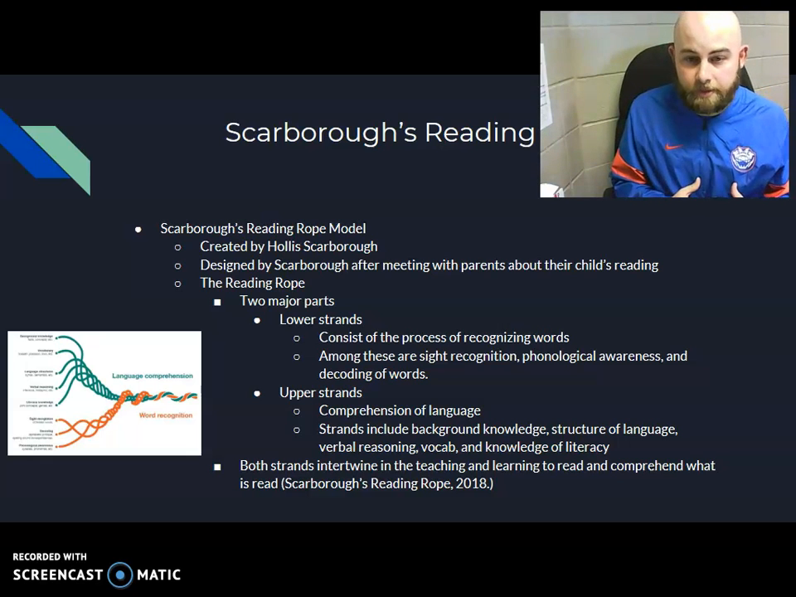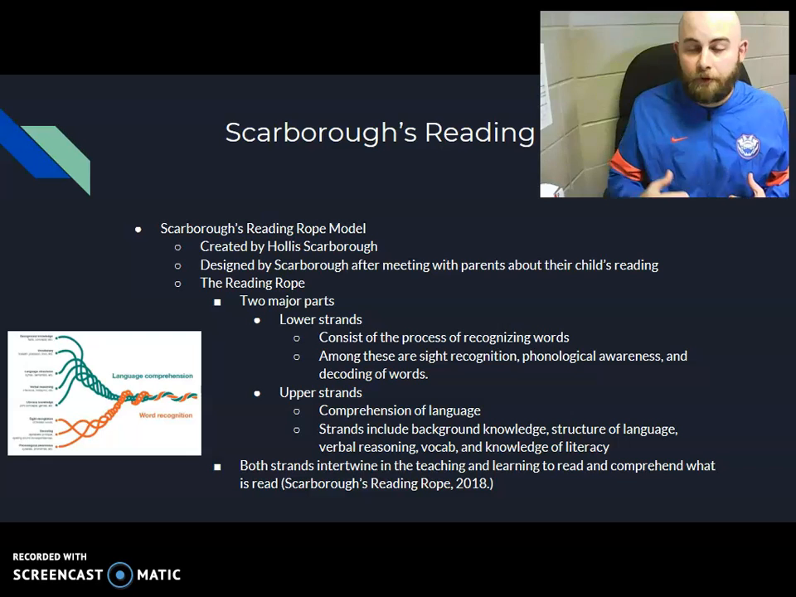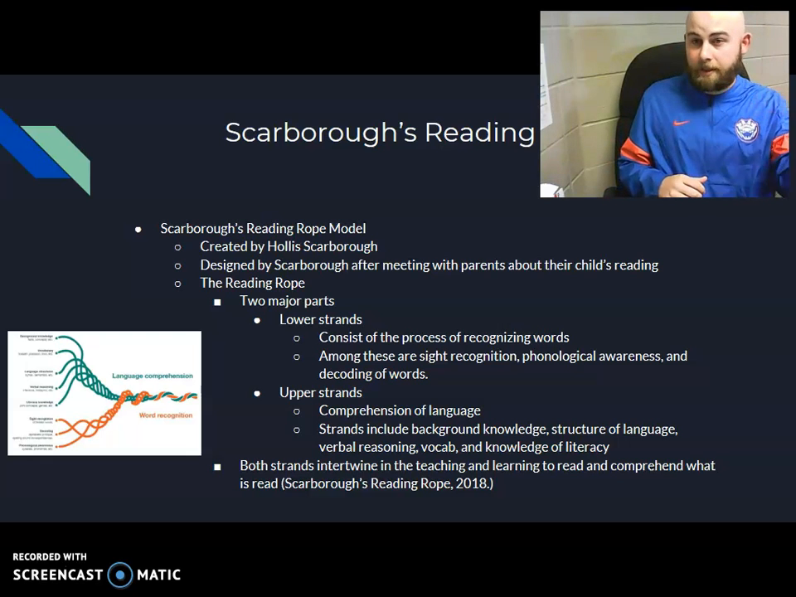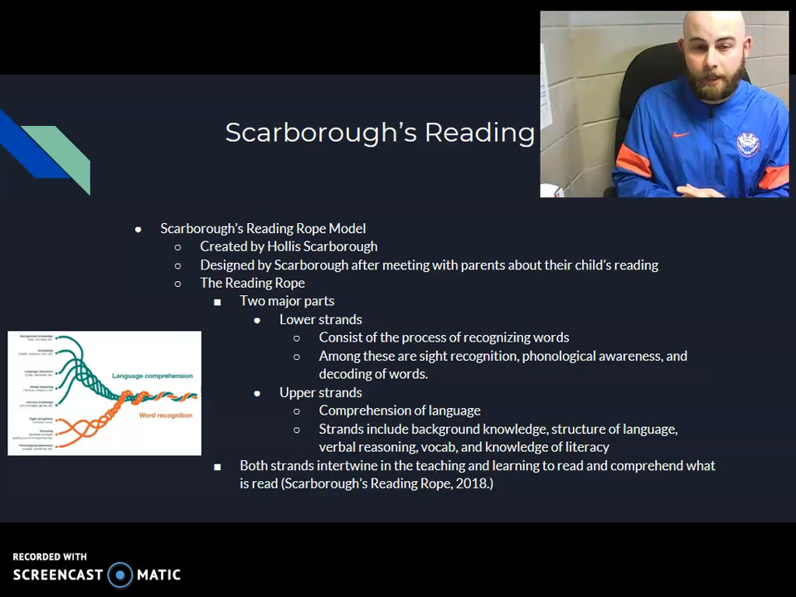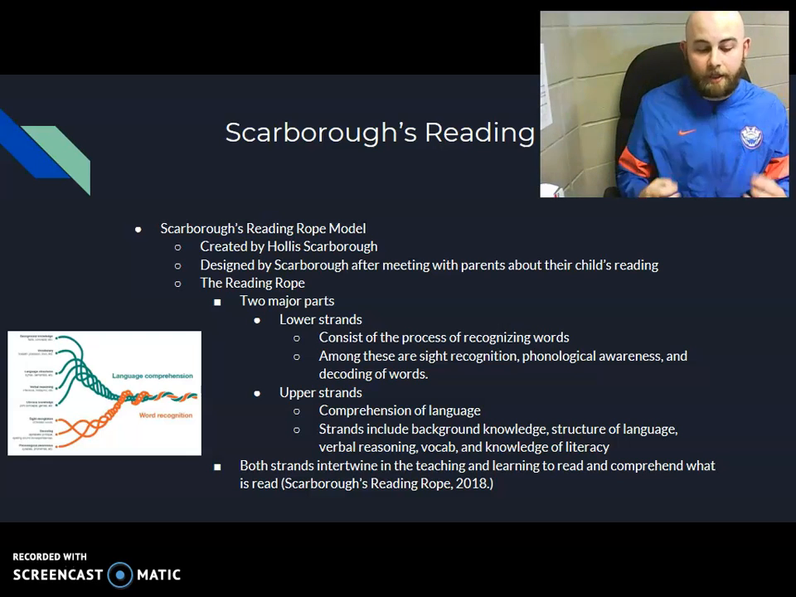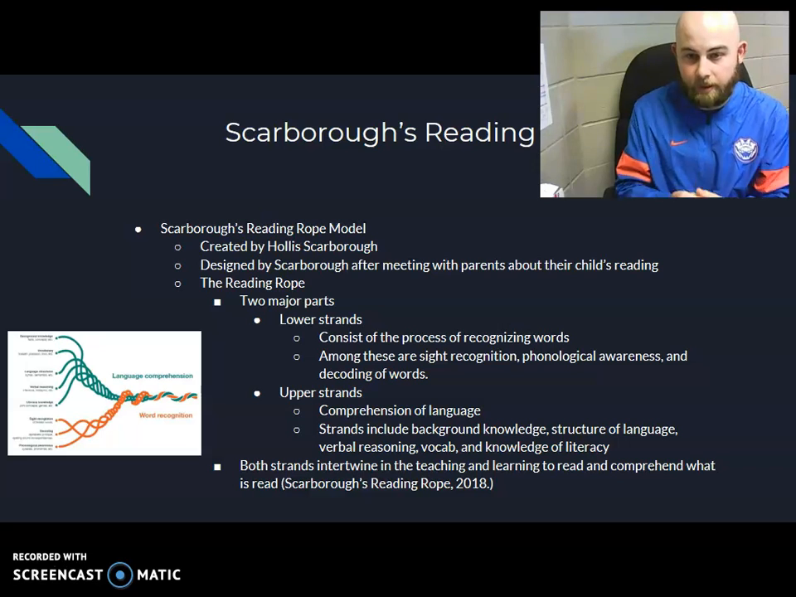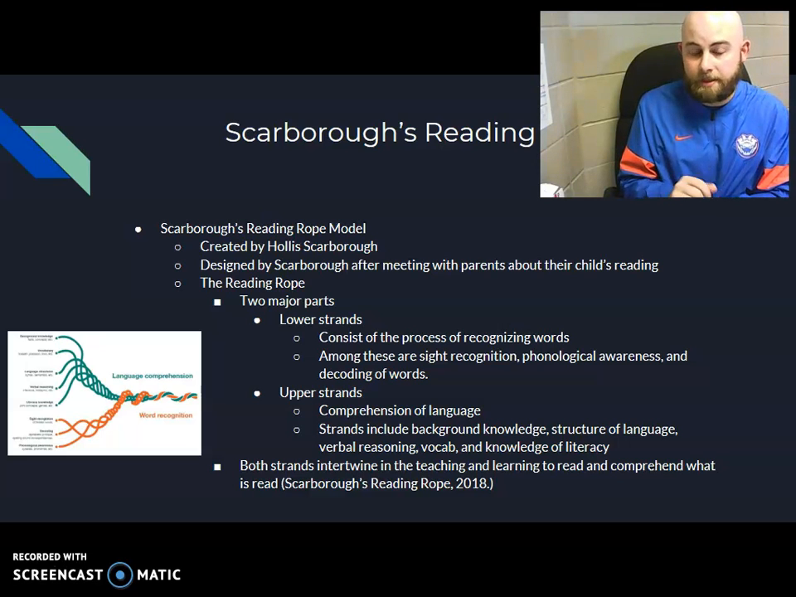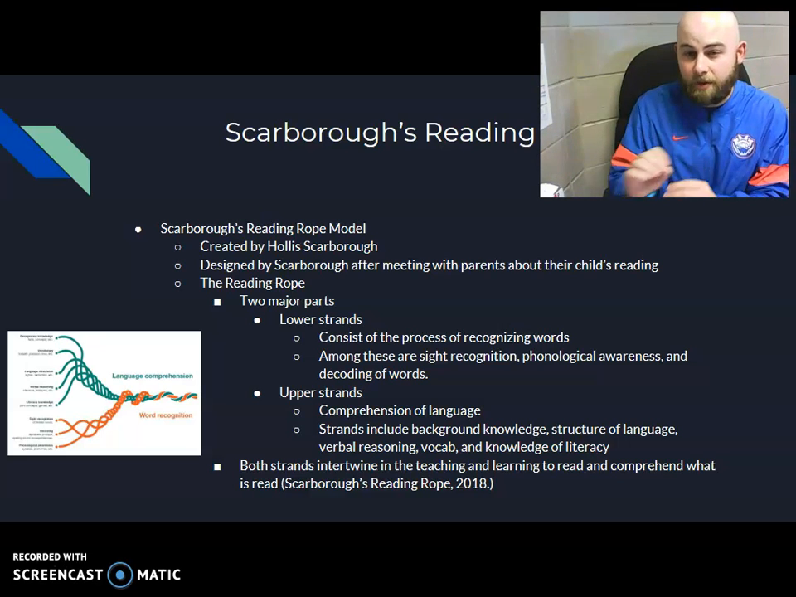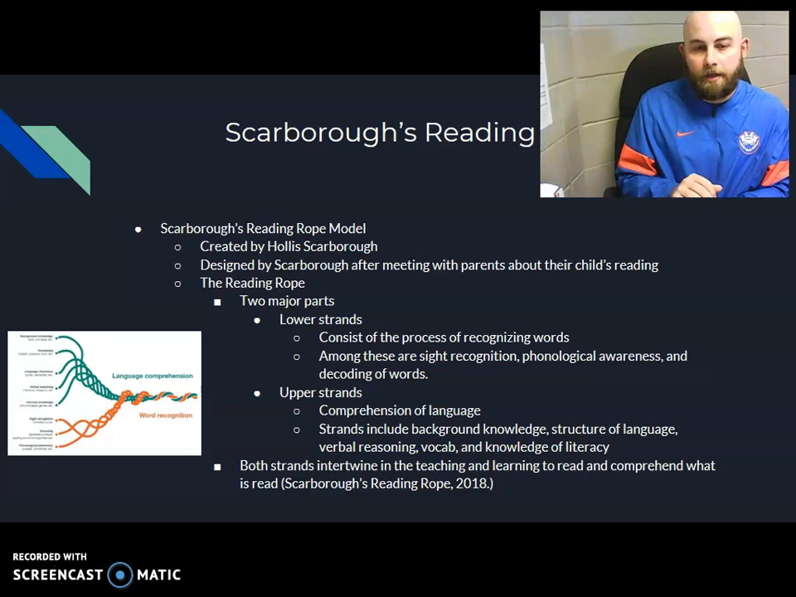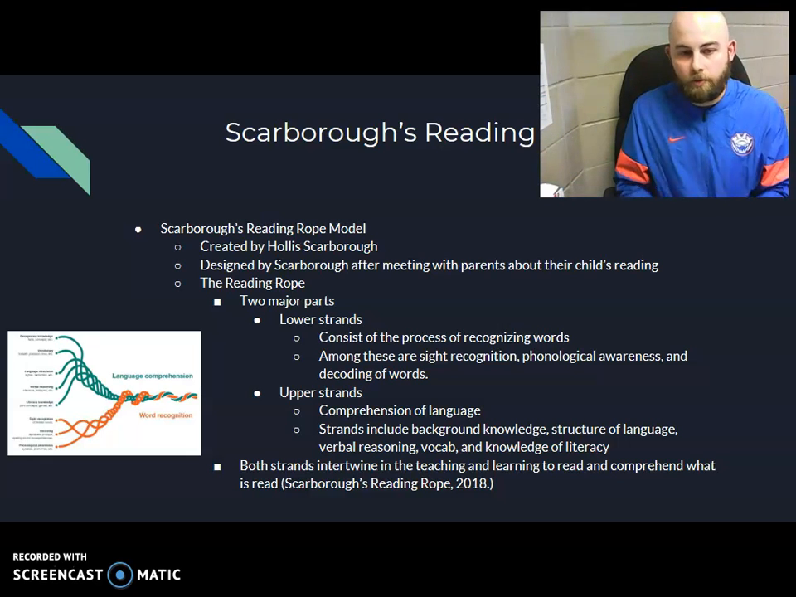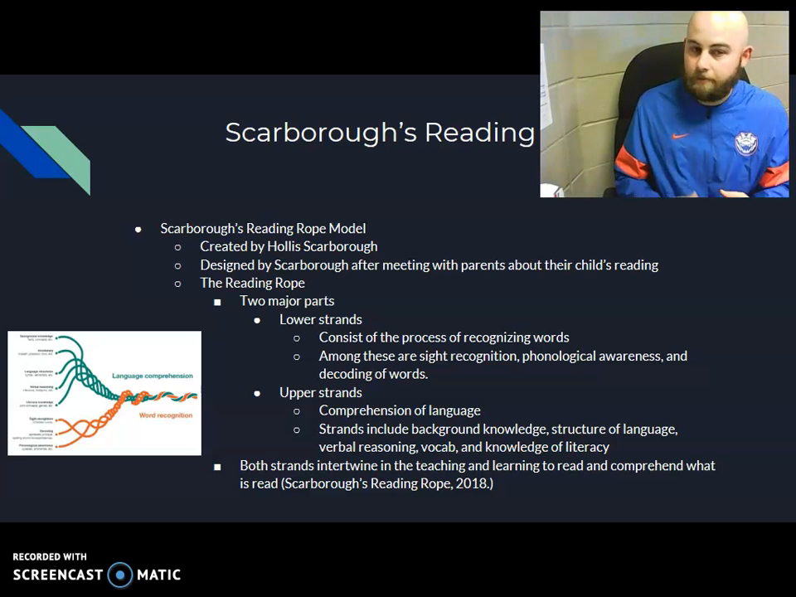The lower strands consist of recognizing words, going back to the simple view of reading, being able to recognize them. Among these are sight recognition, to see a word and know what it is, and phonological awareness, getting into the phonics, the sounding of the words, and then being able to look and decode the words. That's the lower strands, okay? Word recognition, again, very similar to the simple view of reading.